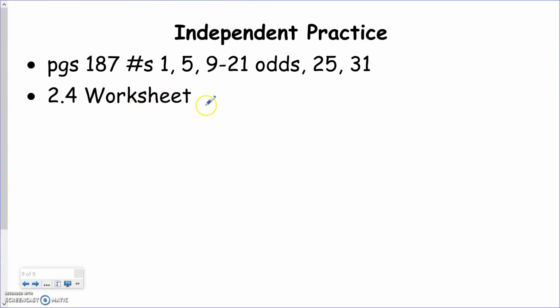And then for your practice, I did change this. There were typos in the packet. So page 187, 9 through 21 odds, and then the rest should be the same. If you have any questions, let me know.